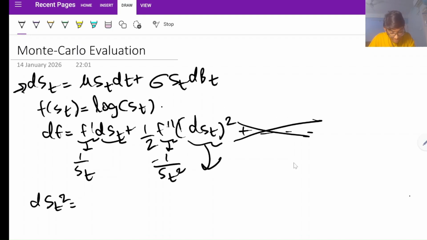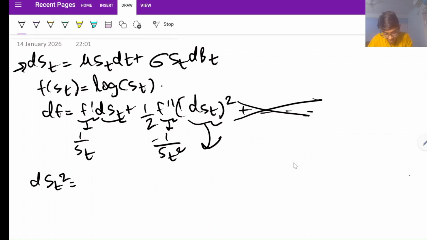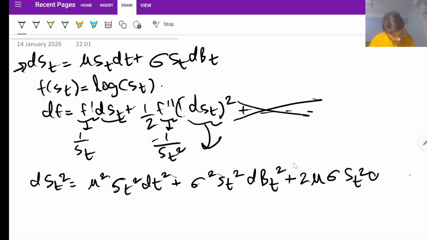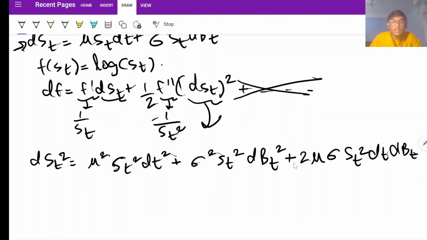Well, this expression is of the form a plus b, right? So (dSt) squared is simply a squared plus b squared plus 2ab. Your a squared is going to be mu squared St squared dt squared. Your b squared is going to be sigma squared St squared (dBt) squared, and your 2ab term is simply going to be 2 mu sigma St squared dt dBt, right? There's one thing to note here: since dt tends to 0, your dt squared and dt times dBt will also tend to 0. But what about (dBt) squared?